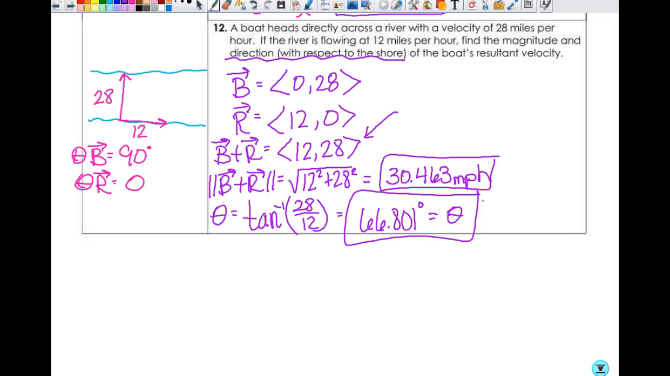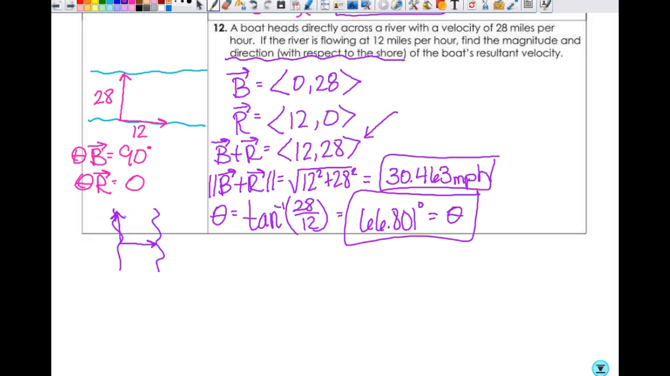It should be fine, because if you drew the river this way, and you went directly across the river, and the river was flowing, you should still get the same answer. It would come out the same. It's a good question. What else you got? Anything else? Okay, good deal.